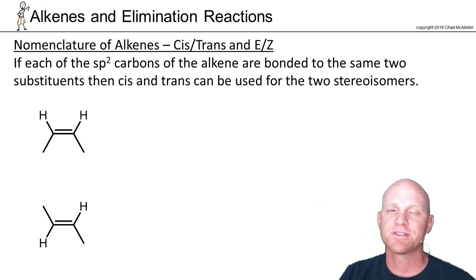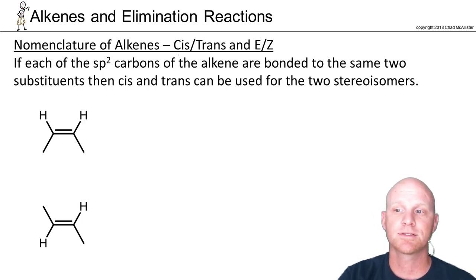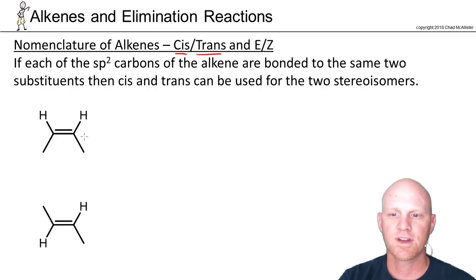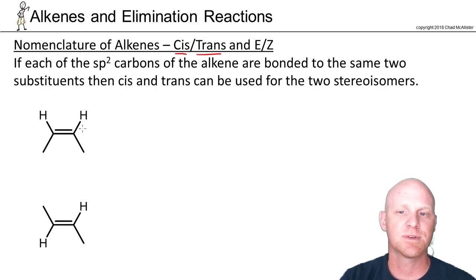As we saw in the chapter on stereoisomers, a carbon-carbon double bond is not free to rotate. The sideways overlap of the p orbitals would be broken if you tried to rotate that bond. As a result, a couple of different stereoisomers are possible that we often refer to as cis and trans. If each of the sp2 carbons, this sp2 carbon and this sp2 carbon, are both bonded to the same two groups, it's appropriate to use the terminology cis and trans.